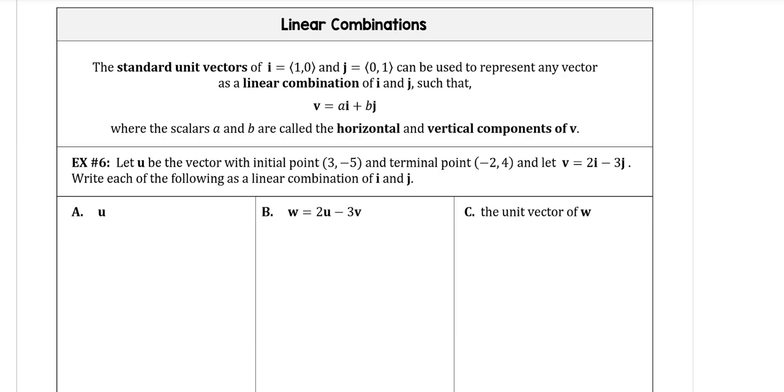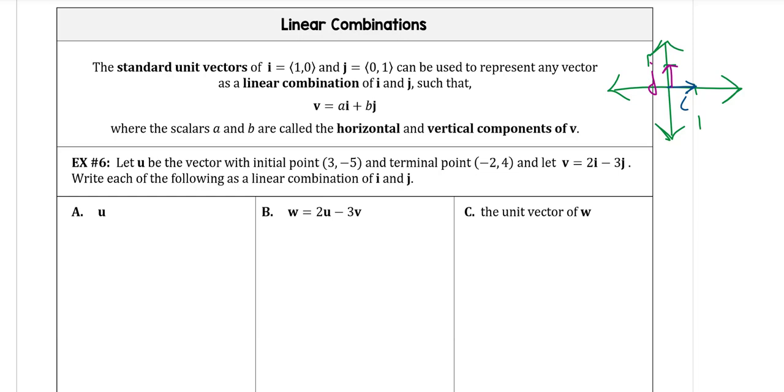If I were to put these in a coordinate plane, what I would have is that i is this vector here and j is the vertical vector this way. So that's why they're called the unit vectors. Okay, so you can represent any vector in component form as a linear combination by showing it as a scalar times the unit vector. So you have ai plus bj, where the scalars a and b are called the horizontal and vertical components of v. So writing each of these in scalar form.